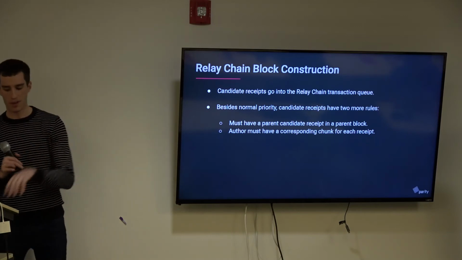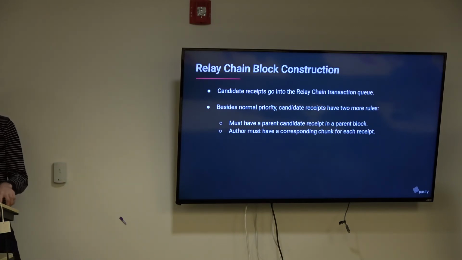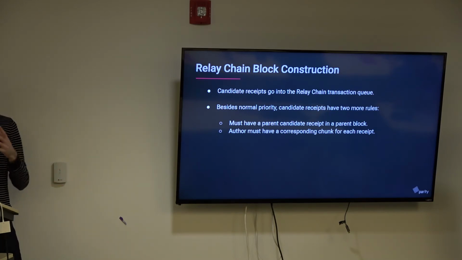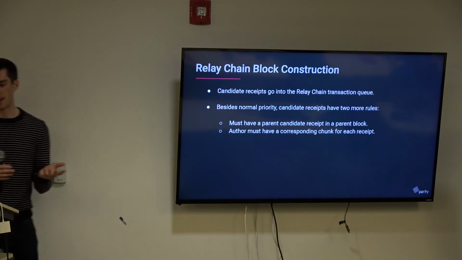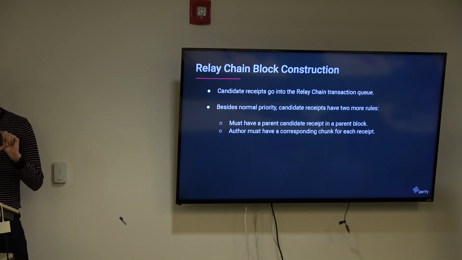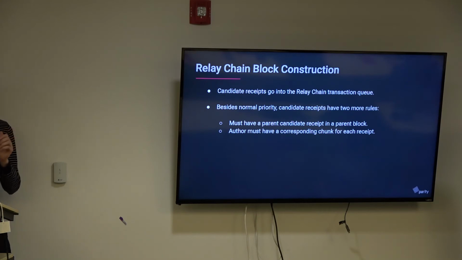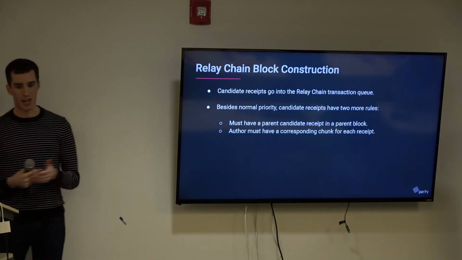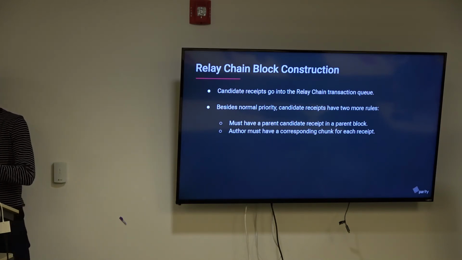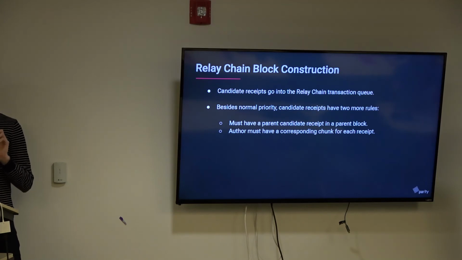When it's a relay chain validator's turn to make a block, they have to decide: I have this huge pool of candidate receipts, which ones am I going to put into this block? The main two rules are that whatever candidate receipts you put into a relay chain block, you have to already have a parent candidate receipt in a parent relay chain block, so you're extending a chain that's going to the relay chain, and then you have to have your corresponding chunk of the erasure coding for this thing.